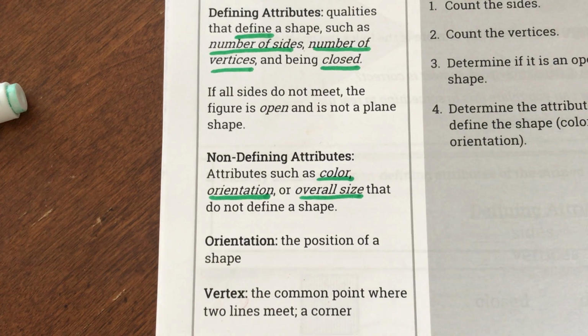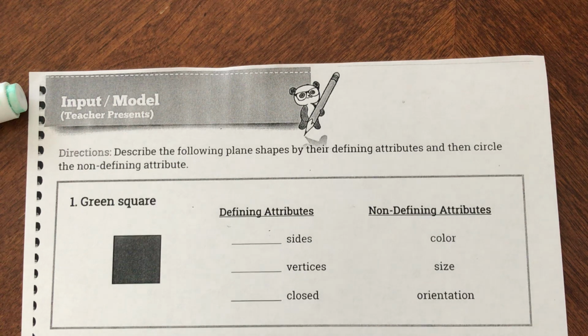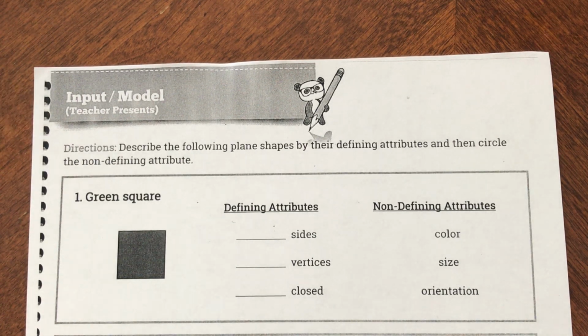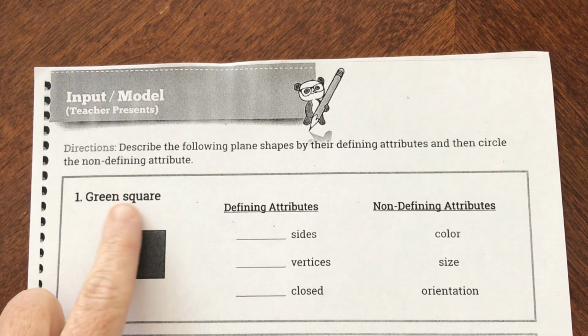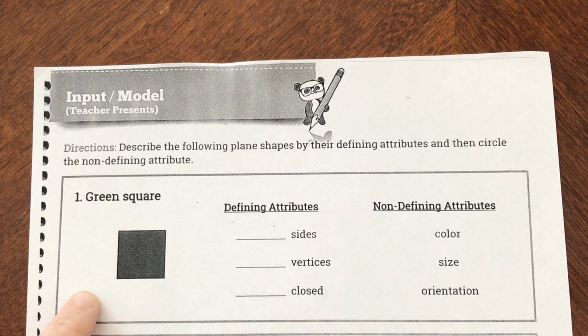Okay, so I'm going to get started, boys and girls, with my first one. And this says that I'm going to describe the following plane shapes by defining their attributes and then circle the non-defining attribute. Okay, so this tells me it's a green square.